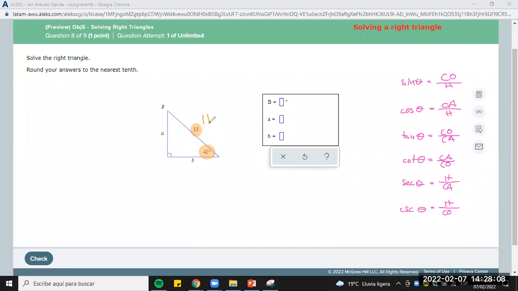So this is the hypotenuse, and this is the opposite side, and this is the adjacent side, right? So which one do you want to do first? I think it will be good for us to calculate this one because it is really easy. Angle B. How are we supposed to know how much is angle B?